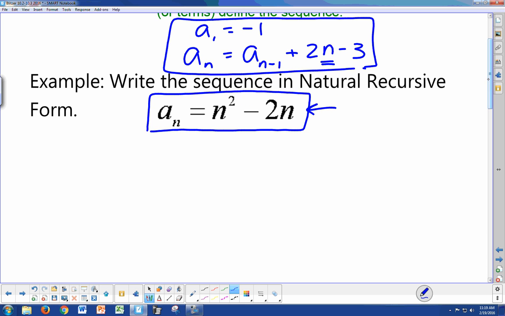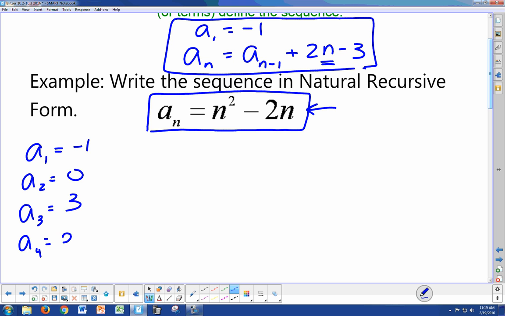So let's give it a shot. The first thing we're going to do is write down some things about a sub n. First of all, let's get some terms written in here again. This is what we had from the previous video, and I'll just write 4 of them in there. So it should have been negative 1, 0, 3, and then 8.